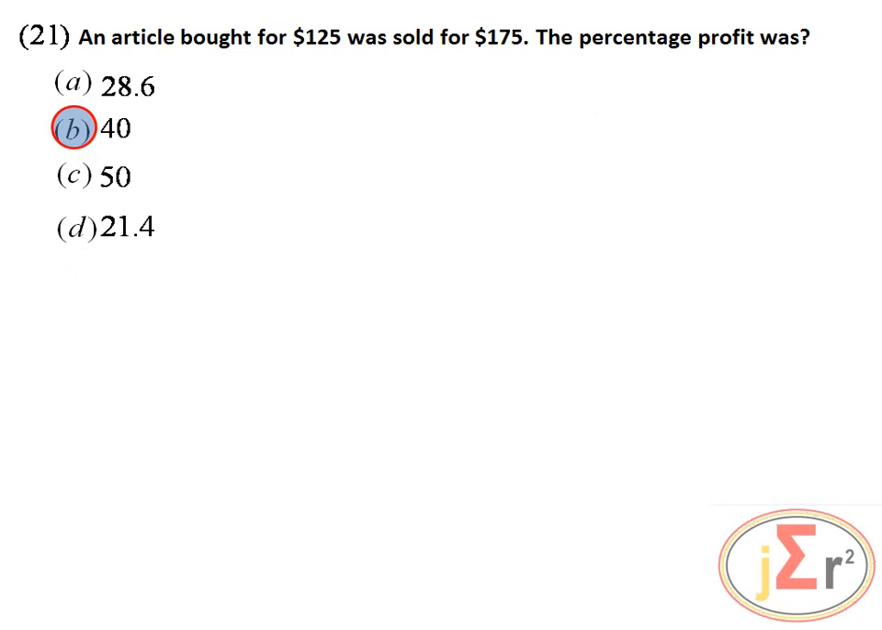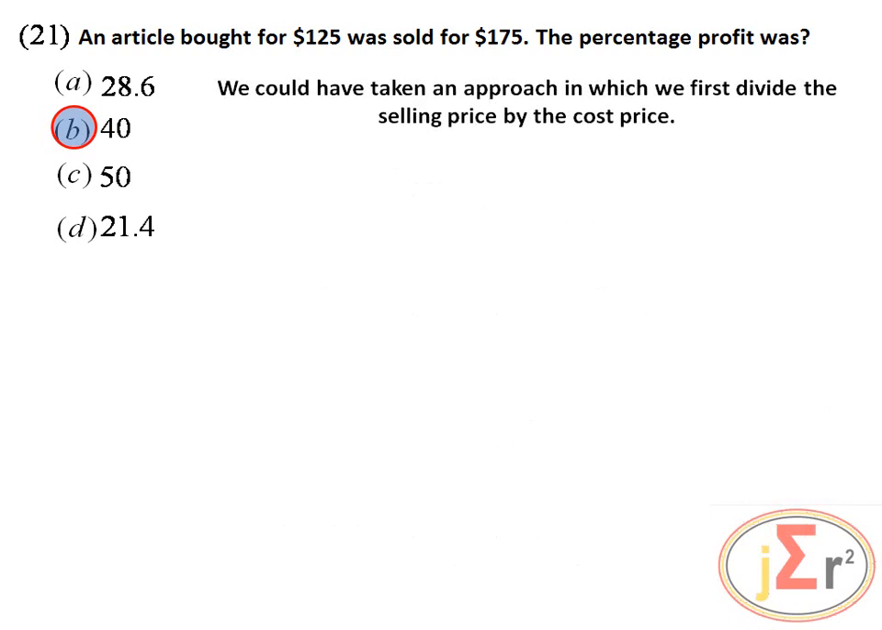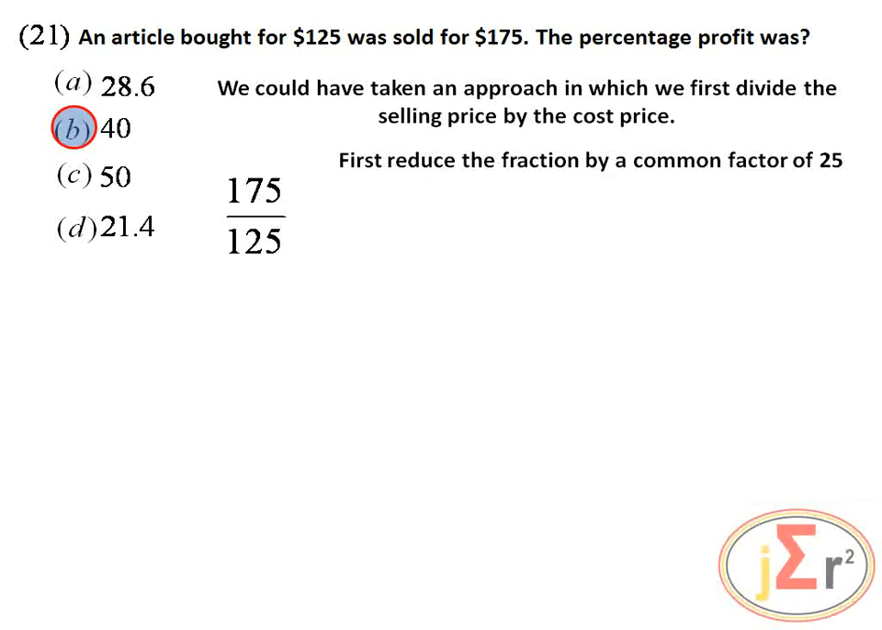What else may we do? We could have taken an approach in which we first divide the selling price by the cost price. 175 divided by 125. First, reduce the fraction by a common factor of 25. 25 into 125 is 5. 25 into 175 is 7.